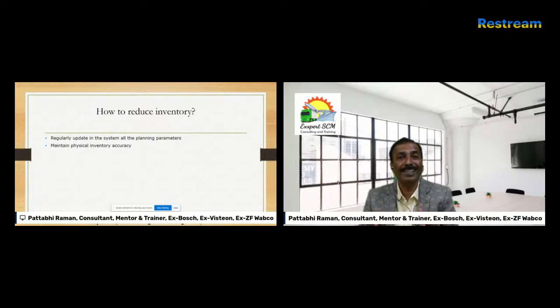What is the physical inventory accuracy level? Because this is a part of the supply chain. Maybe they are your colleagues working in the warehouse, and you should also periodically audit the level of inventory. Many large organizations have a cycle counting team who do this periodically to ensure better inventory accuracy. So if you have higher accuracy, then the inventory requirement naturally is going to reduce.